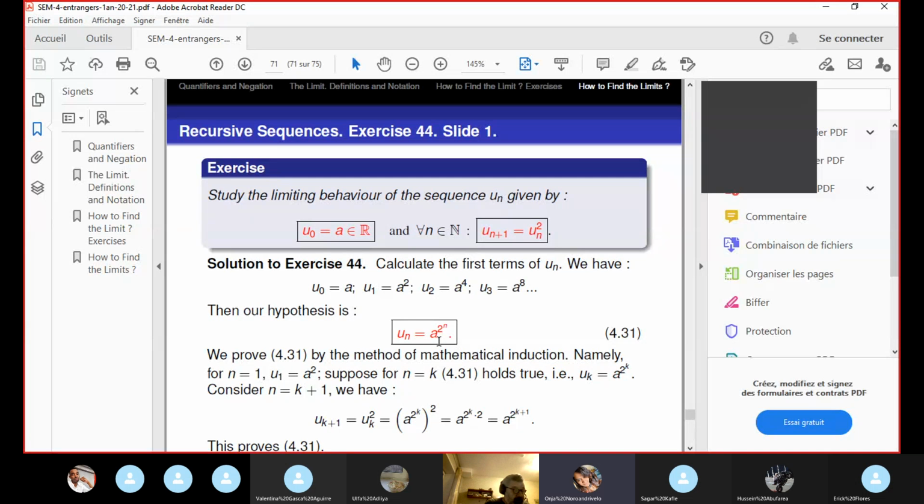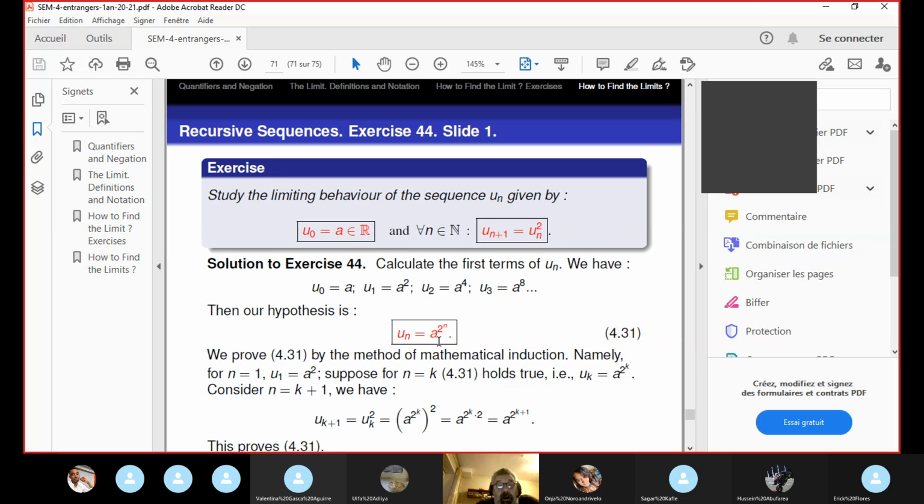Now we have the last slide of our topic, the limit of a sequence. We have to know something about so-called recursive sequences. So the first example, you can see it.